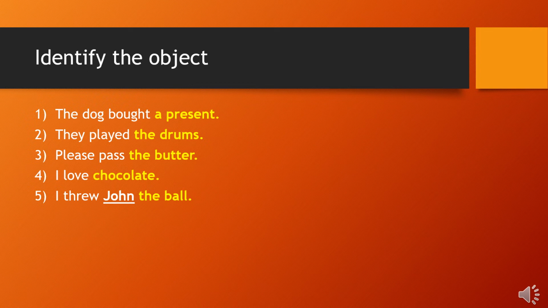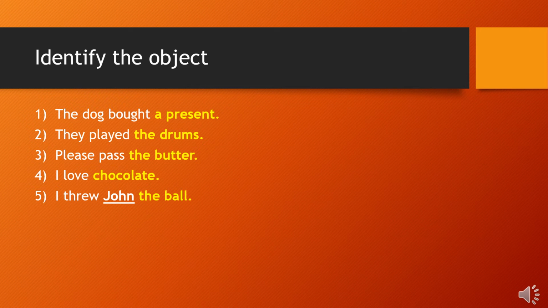Here I have some sentences and we need to identify the object in these sentences. First one, the dog bought a present. When I say the dog bought a present, it is senseless, but yes, there is an object in that sentence. So first step, identify the verb. Did you identify? What is the verb here? Bought. Second step, ask the question, what? What did the dog buy? A present. So the answer is the object. A present is the object.